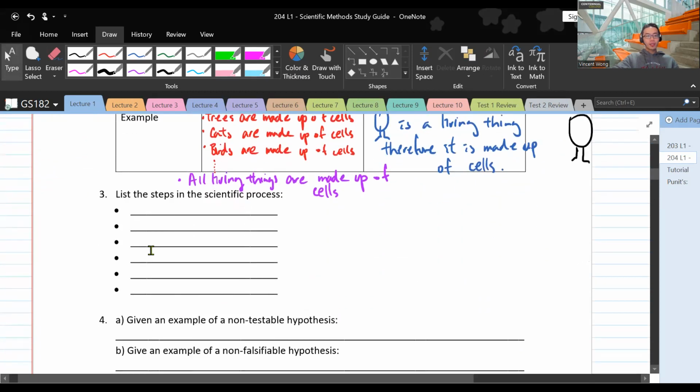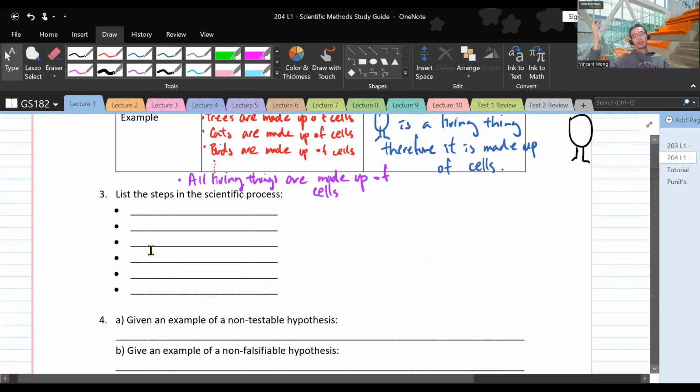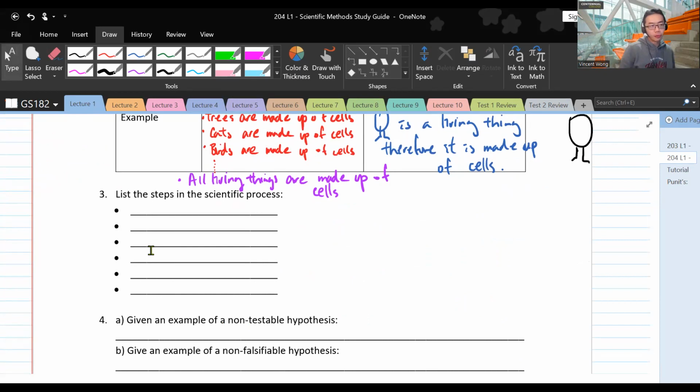List the steps in the scientific process. The scientific process is the process that we use to test our tentative answer, to test our hypothesis. If we come up with a tentative answer for some of our questions, we then can design an experiment to see whether it's correct or not.